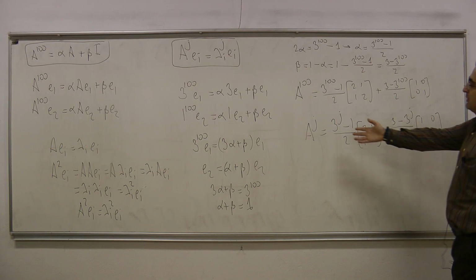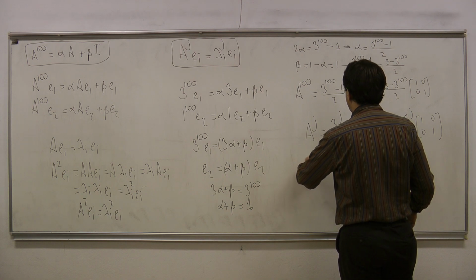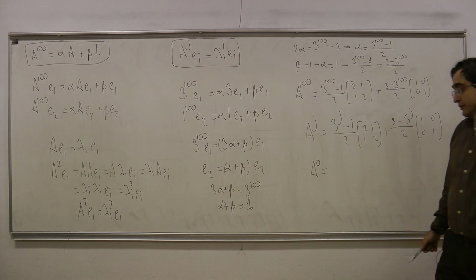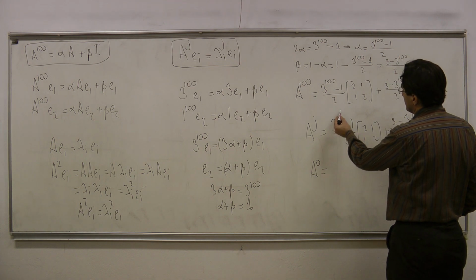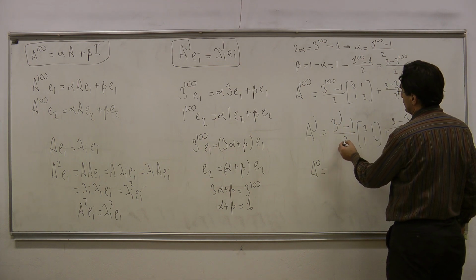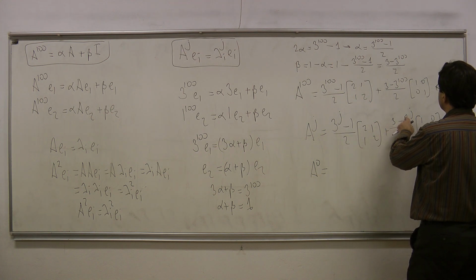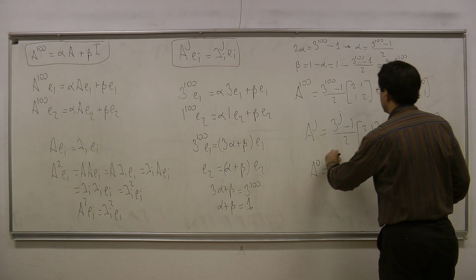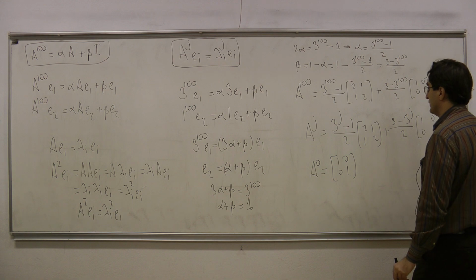So here, for example, I can use this formula to calculate what A to the 0 is. A to the 0 should be the identity matrix. So 3 to the 0 is 1, 1 minus 1 over 2, this is going to be multiplied by 0. 3 minus 3 to the 0, which is 1, so 2 over 2 is 1. So I would have this one as identity.